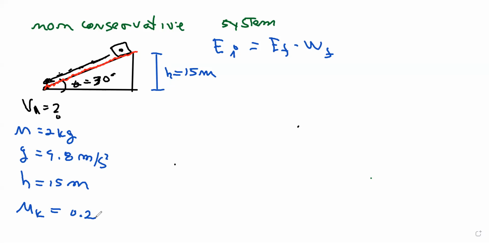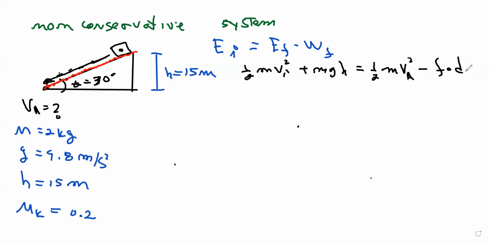So what do we have? Well, we have that 1/2 of the mass times the initial velocity squared, plus mgh, is equal to 1/2 of the mass times the final velocity, which is the velocity at point A, squared, minus the work done by friction. It's going to be friction times the distance on the x-axis. This is going to be the work done by friction.